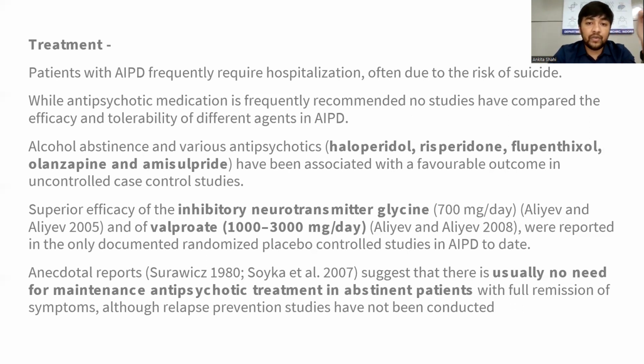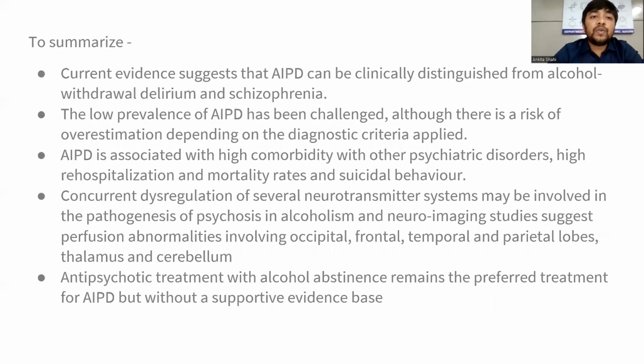Superior efficacy of the inhibitory neurotransmitter glycine and of valproate were reported in the only documented randomized placebo-controlled studies in AIPD to date. Anecdotal reports suggest that there is usually no need for maintenance antipsychotic treatment in abstinent patients with full remission of symptoms, although relapse prevention studies have not been conducted. So prevention is a controversial area here, and we will not discuss much about it, because that is for another lecture. To summarize, current evidence suggests that AIPD can be clinically distinguished from alcohol withdrawal, delirium, and schizophrenia.